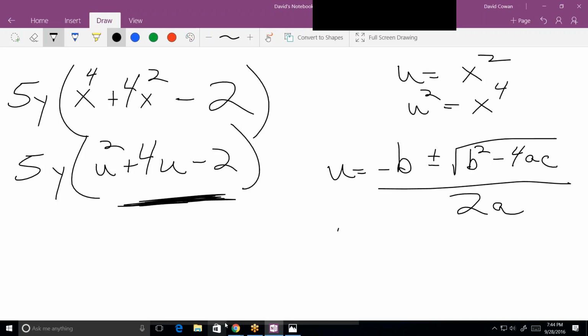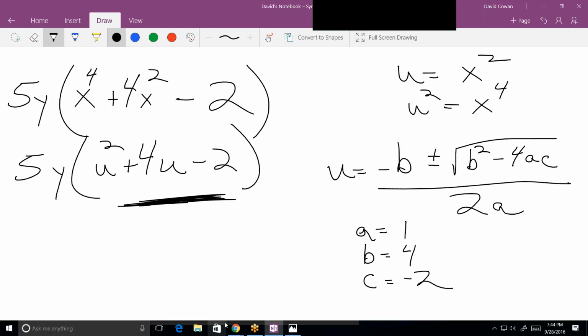Well, what is u equal to? What's minus b? Well, let's talk about that. What's a, b, and c equal to? Because we have an a, b, and a c there. A equals the coefficient of the squared term, so that's 1. B equals the coefficient of the non-squared term, that's 4. And C equals the constant, which is minus 2.